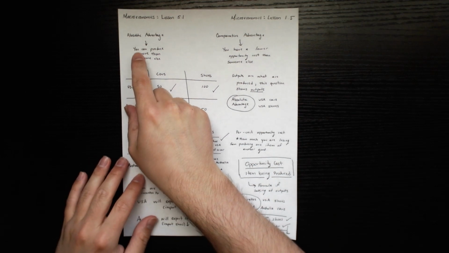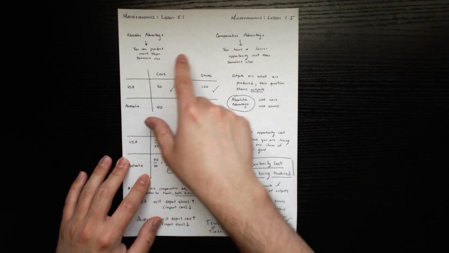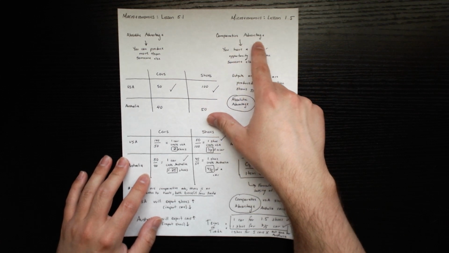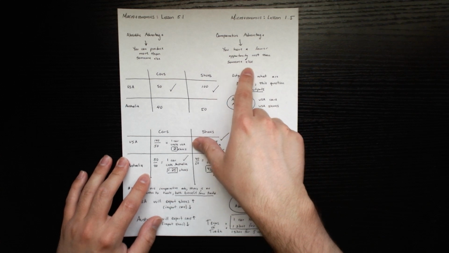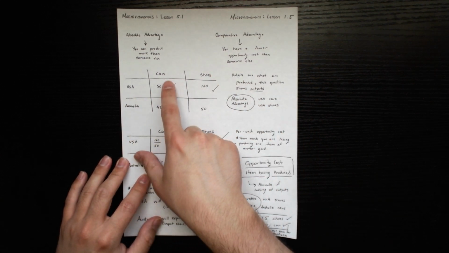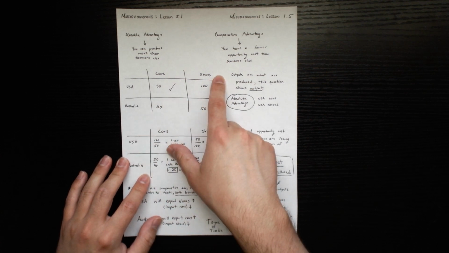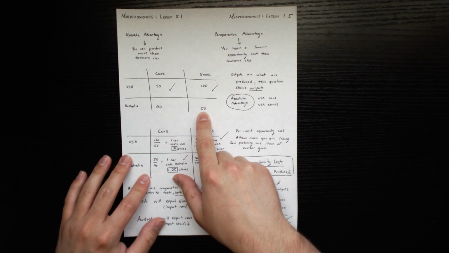First, we're going to look at absolute advantage. This is when you can produce more than somebody else. And then we're also going to look at comparative advantage. This is when you can produce at a lower opportunity cost than somebody else. Here we have the USA and Australia, and we're looking at the production of cars and shoes. You can see how many cars and shoes each country produces right there.